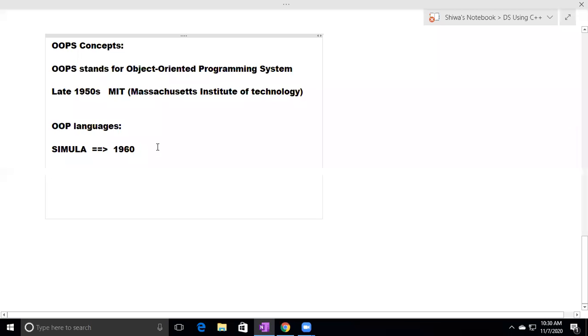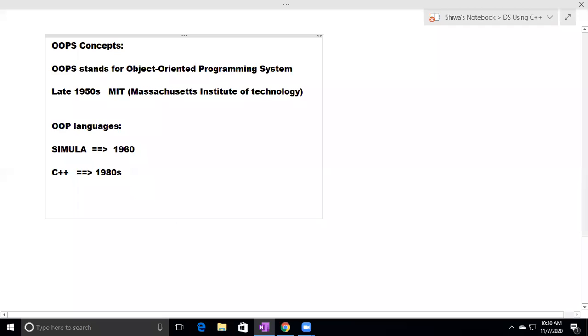Simula is the programming language that was introduced in the 1960s. Later, in the 1980s, the C++ language was introduced. This was the first famous object-oriented programming language. Based on the Simula language and the C language, C++ was developed in the 1980s.